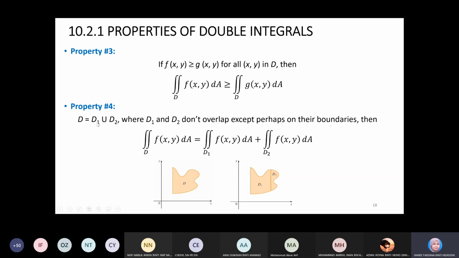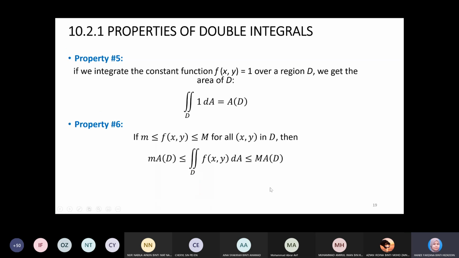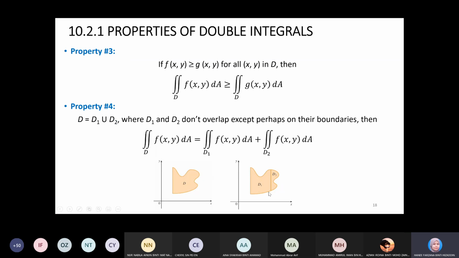Okay, property number 4. Let's say you have a region D, and you can separate the region D into D1 and D2, where D1 and D2 don't overlap except perhaps on their boundaries. So you can divide the region D into D1 and D2, and thus you can divide the integrals.